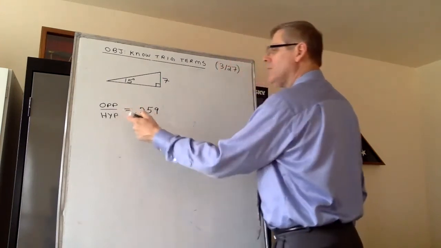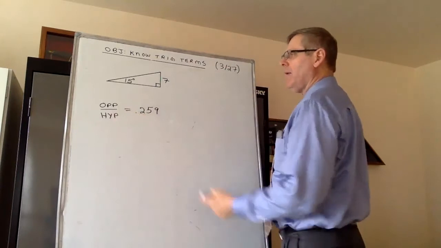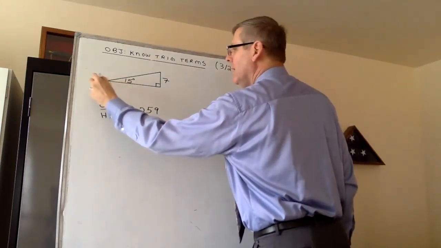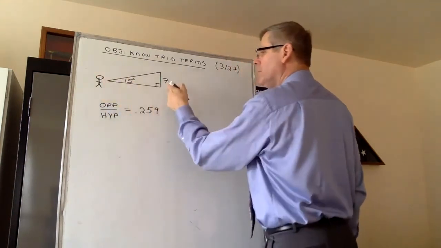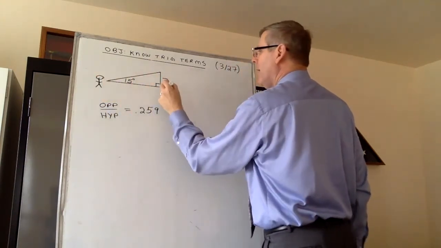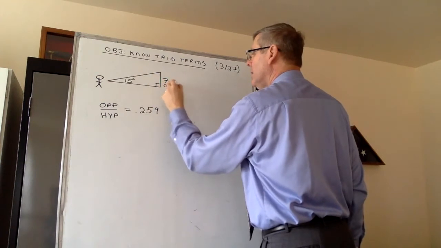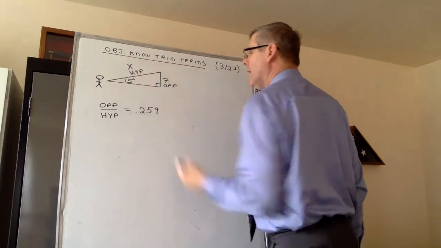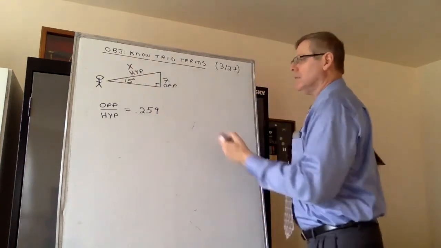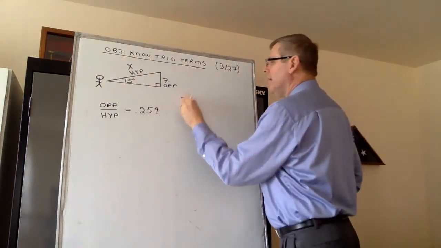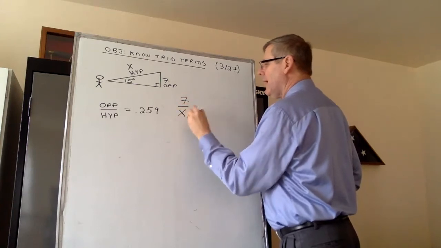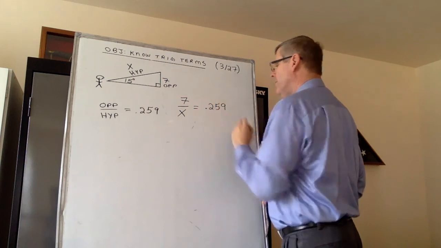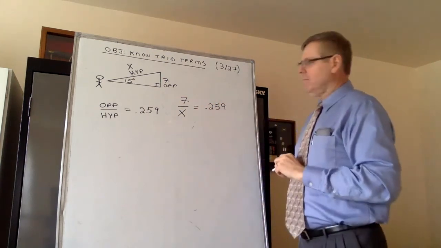Okay, and that is the ratio of the opposite to the hypotenuse for a 15-degree angle if I'm standing right here. This being the opposite, this being the hypotenuse. So this is the opposite, and this is the hypotenuse, which is what I was trying to find. So now I can say that 7 over x is 0.259. How am I going to solve that?